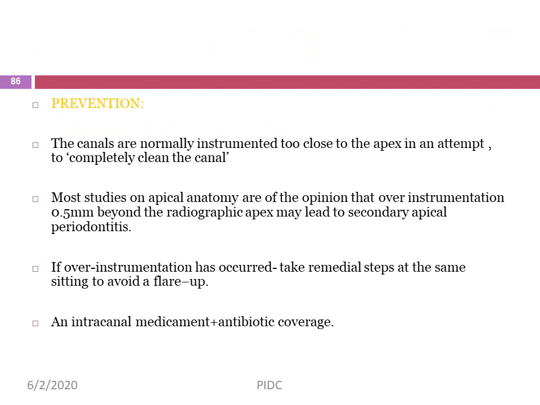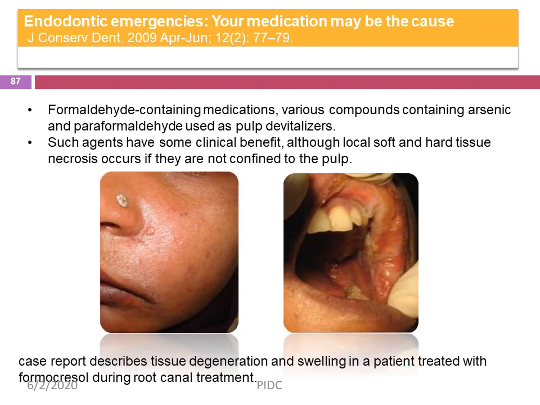Okay, so how to prevent the over instrumentation? This is what I said. You have to make sure that your working length is intact, and you are not supposed to force the instrument into the canal. So you're supposed to use passive force. Okay. Another reason for your secondary apical periodontitis could be the choice of your intracanal medicament as well.